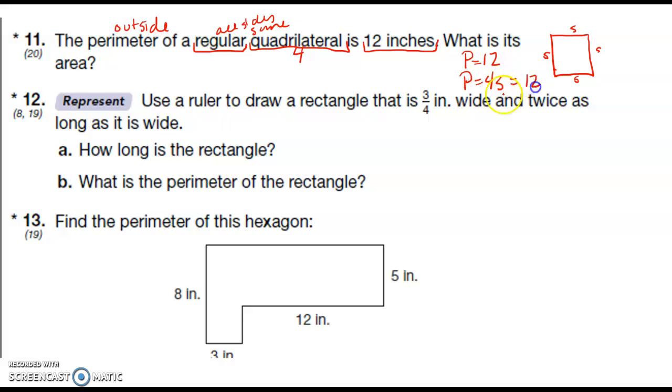So 4s is equal to 12. If I divide by 4, I get that the side is 3. That's not what it's asking me, though. It's asking me area. So now area is length times width, or side squared for a square. So 3 times 3 is 9. That's my answer. So let me erase that, and I'll be right back.